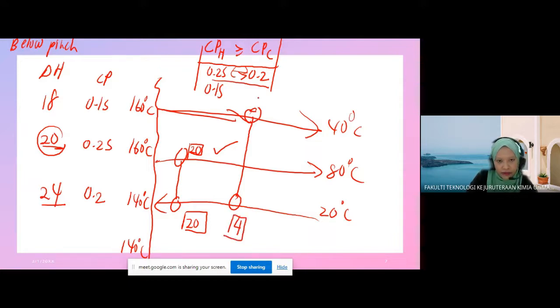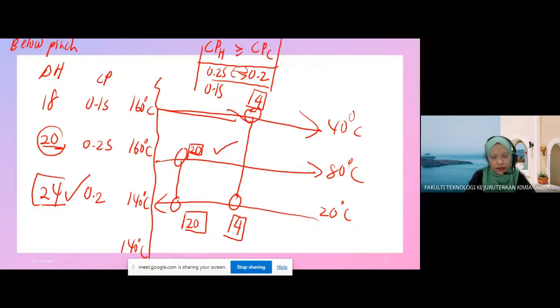And then this is 4, right? Okay, so 20 plus 4 is 24. So the cooling duty is fulfilled. Now, what remains is the first stream, the first hot stream.